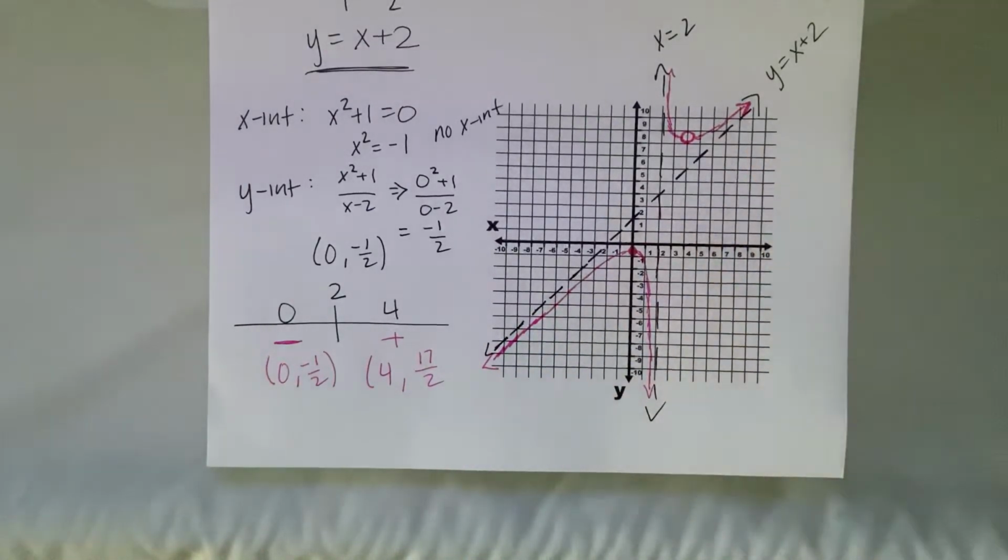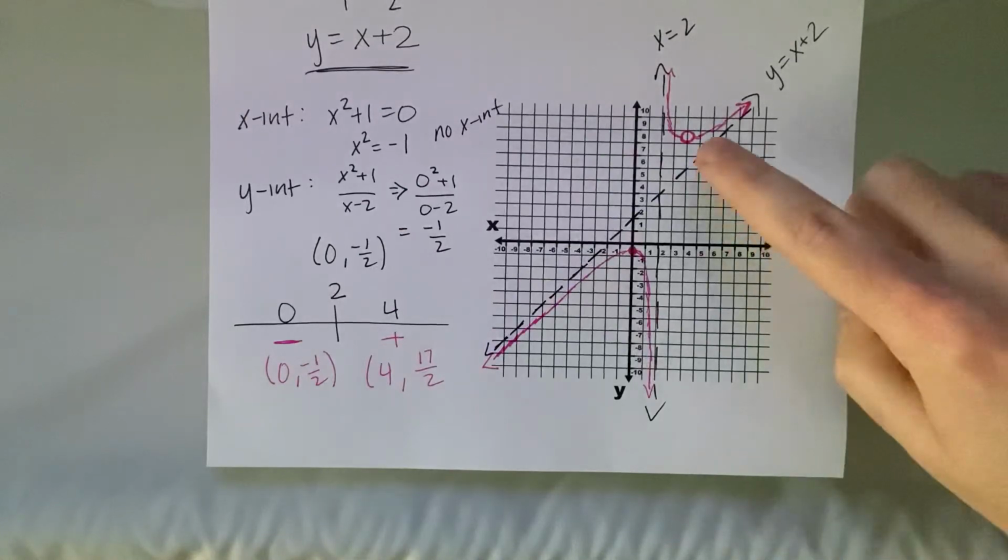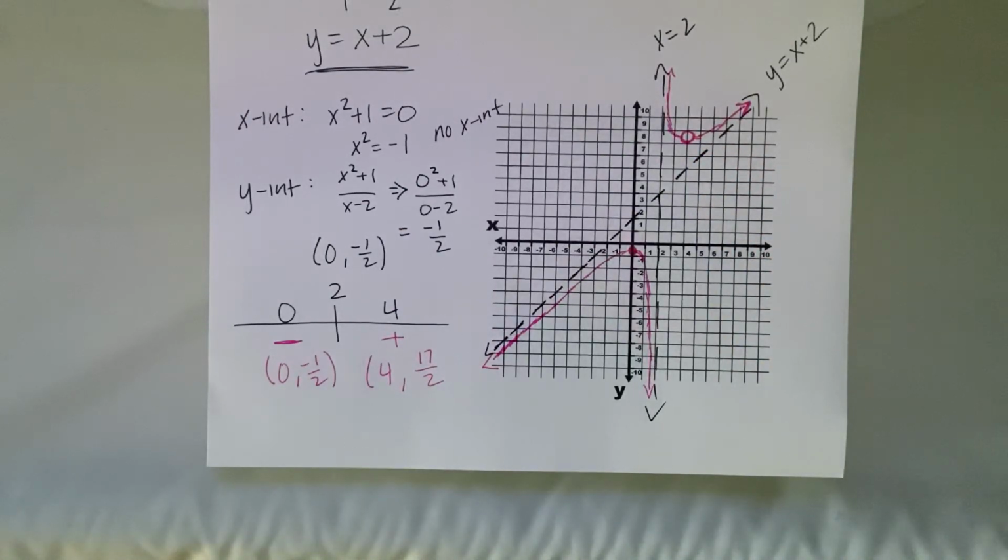With the slant asymptote, the end behavior, they're still going to go down to -infinity or up to +infinity eventually, but they have a path to get them there. We have our hole from the equation, and really that's all there is.